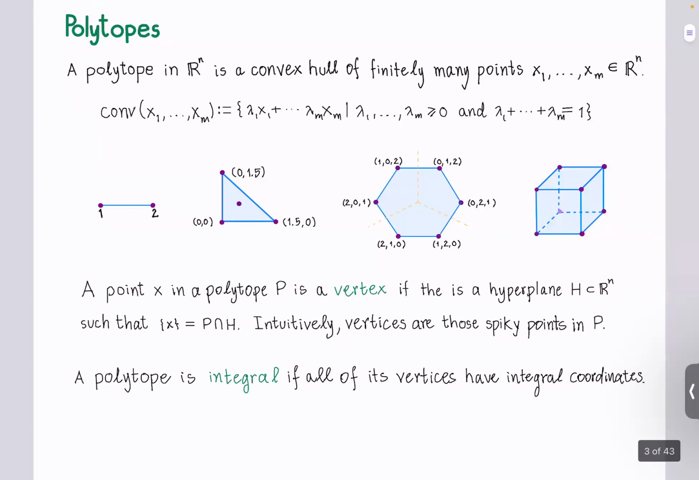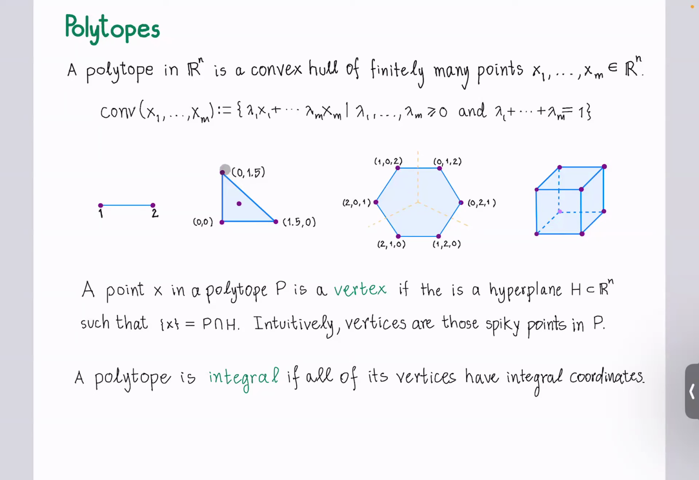And we say that a point X in a polytope P is a vertex if there is a hyperplane H in R^n such that the intersection of P and the hyperplane H gives you the set of just X itself. And intuitively, vertices are the spiky points in the polytope.